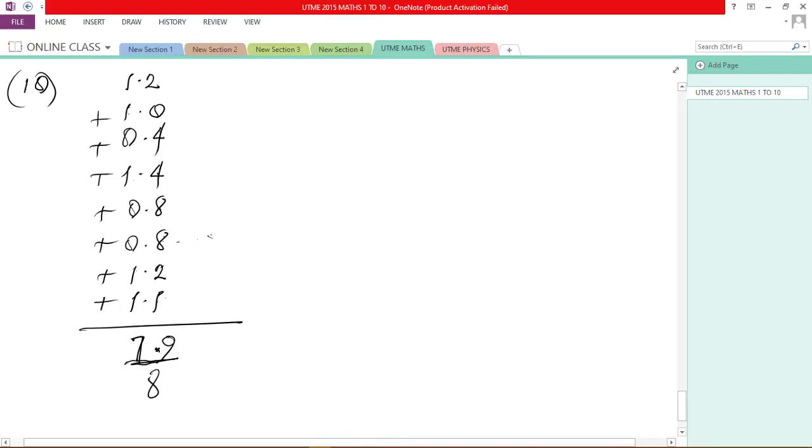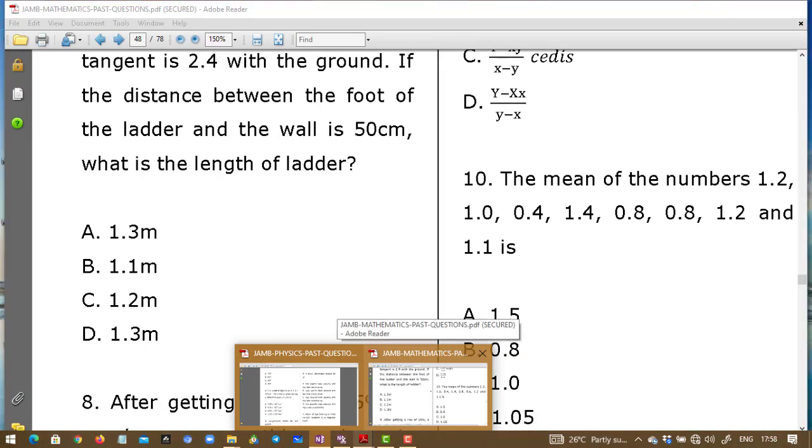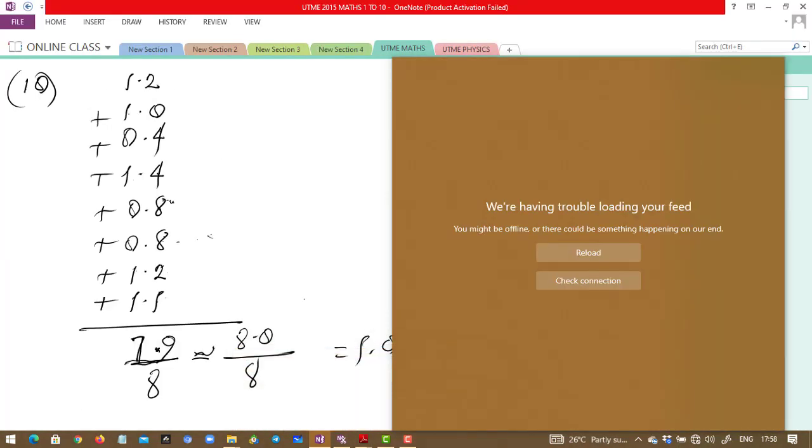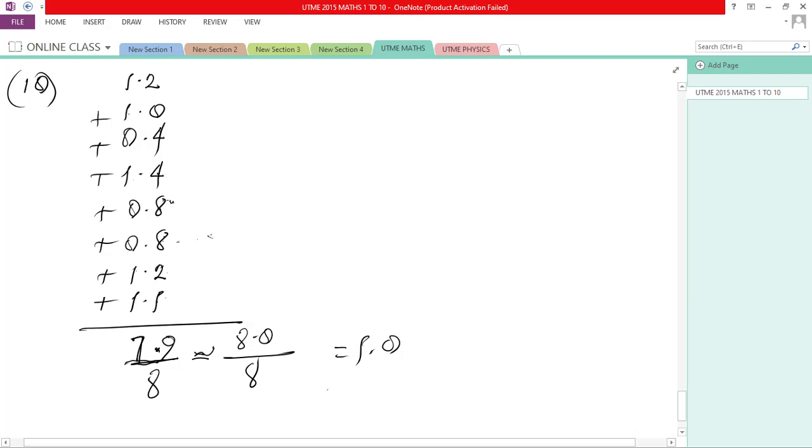That's why you don't waste time calculating in mathematics. In mathematics, you don't calculate too much. So you can approximate it to be 8.0 over 8. The answer is 1.0, and that is the final answer you see there. So with this, I believe you are happy. C is the final answer. So our answer here is C. That is the summary of everything here today.